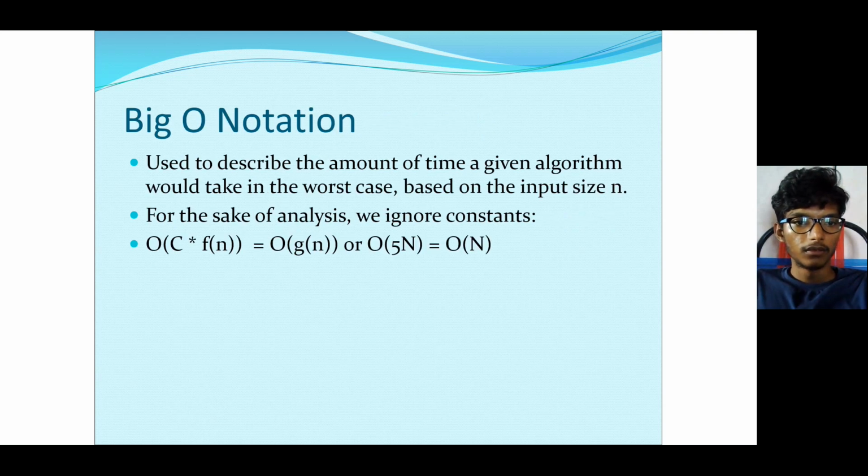Big O notation is used to describe the amount of time a given algorithm would take in the worst case, based on the input size n. For the sake of analysis, we ignore constants. Big O of c * f(n) equals big O of g(n).